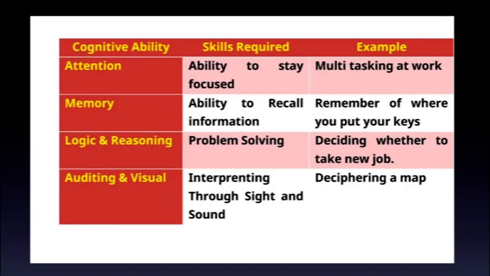Auditory and visual: interpreting through sight and sound. Sight means vision. It is simply how you are able to interpret the material which is coming through the sight, the eyes, and by the ear, that is sound. An example is deciphering a map. So this was the summary.